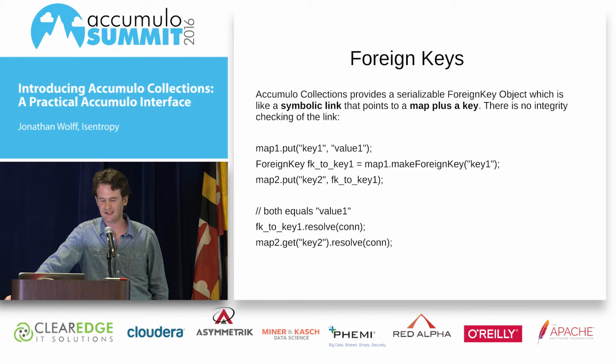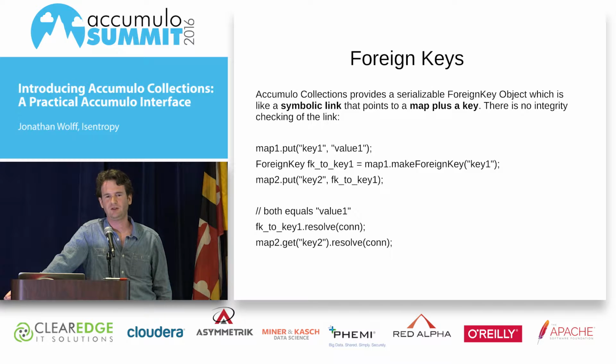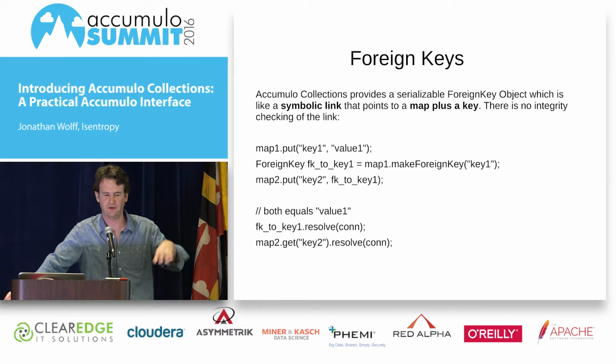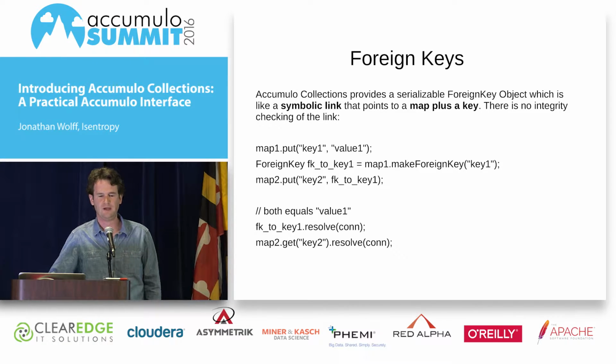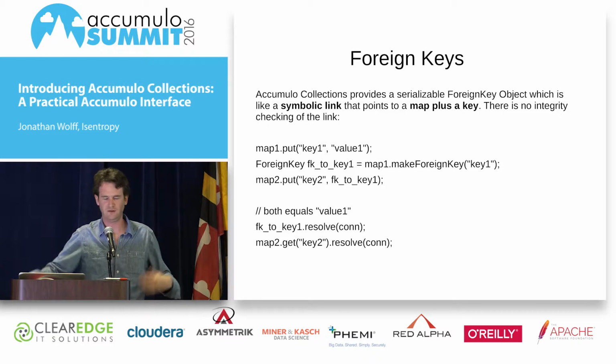It also has a concept of foreign keys for joins. A foreign key is just like a symbolic link to another table plus a key, and it's serializable itself. Currently you can just have foreign keys in your map and pull the foreign keys because they're indexed. They're looking at another key in another map. But this operates locally right now if you're using foreign keys.